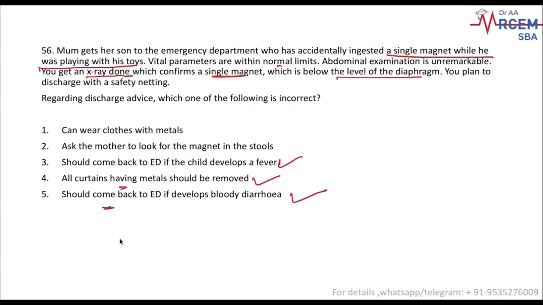Can ask the mother to look for the magnet in the stools? It is not advised nowadays for a strong magnet, but nowhere have they mentioned a strong magnet here. That's why this can also be considered correct. Can wear clothes with metals? No, cannot wear clothes with metals. That's why it is the right answer. If they mention a strong magnet, the guidelines from the RCM advise not to observe stools for the magnet.